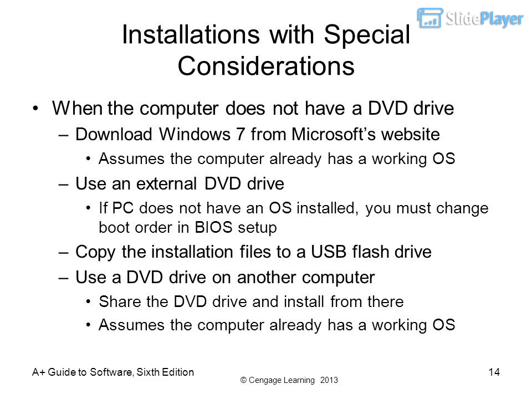Installations with special considerations. When the computer does not have a DVD drive, download Windows 7 from Microsoft's website. This assumes the computer already has a working OS. Use an external DVD drive. If the PC does not have an OS installed, you must change the boot order in BIOS setup. Copy the installation files to a USB flash drive. Use a DVD drive on another computer, or share the DVD drive and install from there.